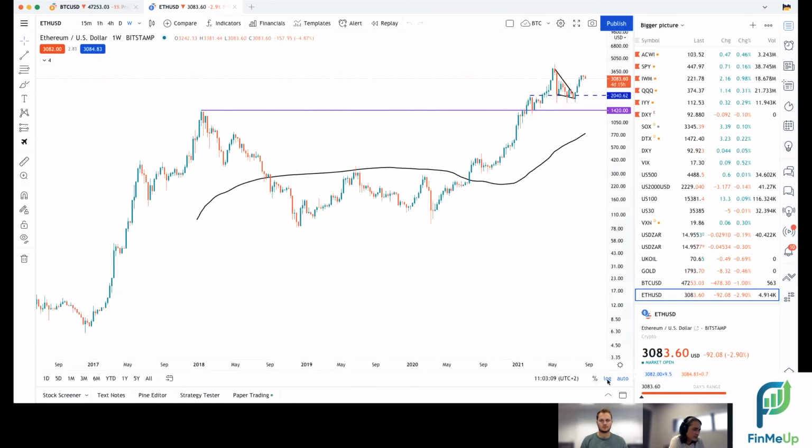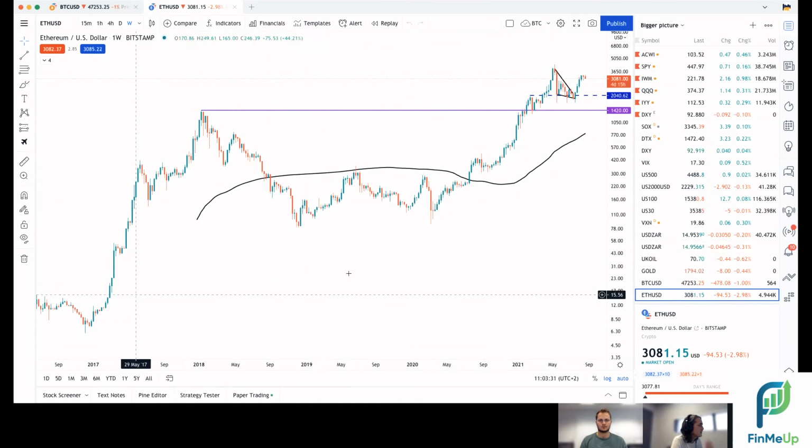So if you're looking at crypto, for example, here, I'm just using TradingView, which is great. I think actually, and I'm not sure, I'll check, but I might have a discount code from TradingView that we can share if people want to use it.